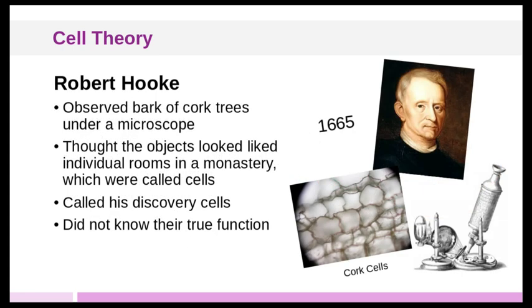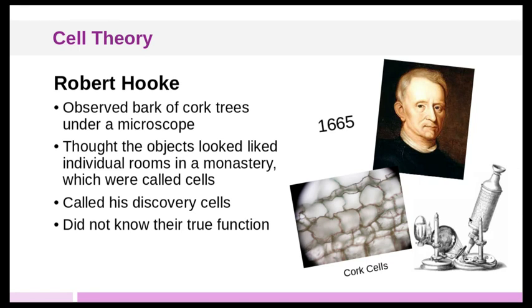So one of the original observers of the cell theory, who started on the mission of it, was Robert Hooke. Essentially, he was looking at cork cells from trees. For those of you who don't know, cork does come from a tree. Specifically, he was looking at the bark of a tree known as a cork tree, under a microscope. And you can see right here what that looked like to him.